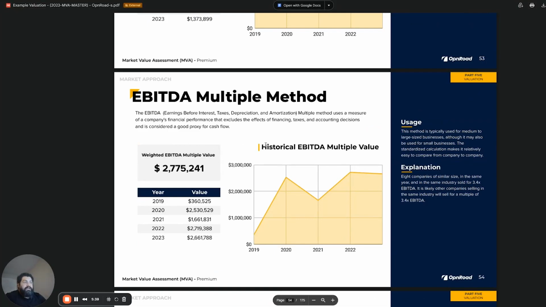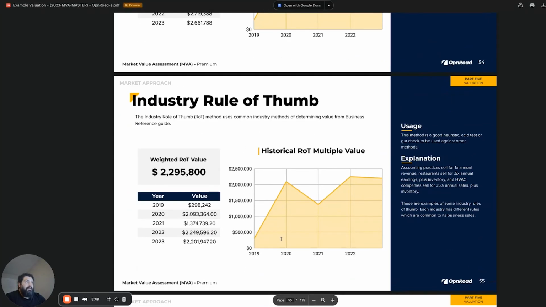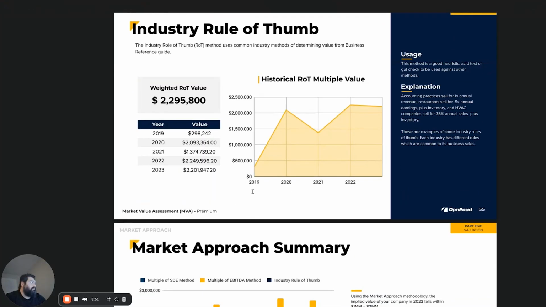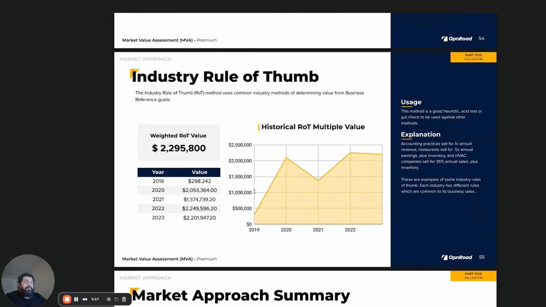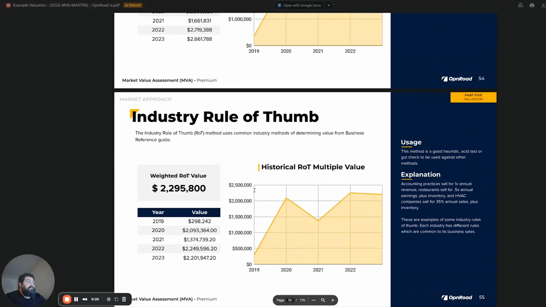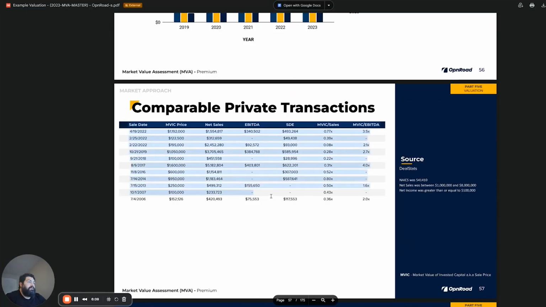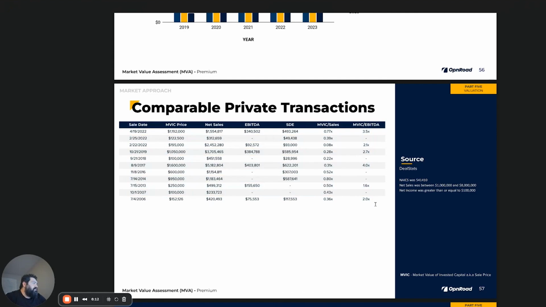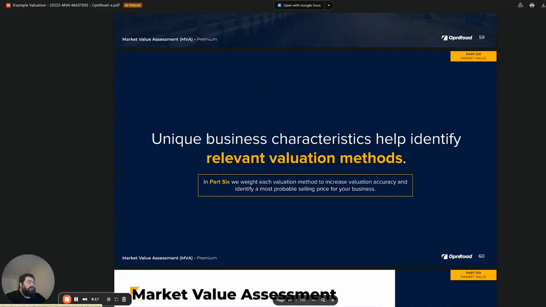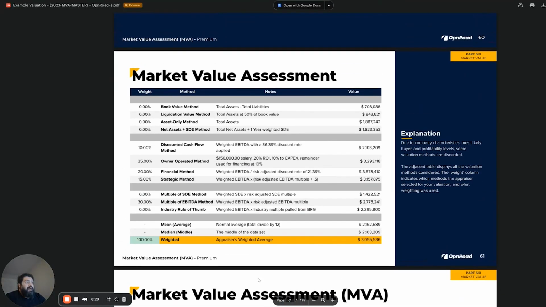Each industry will have different multiples. We pull a bunch of comps, and this is how we calculate the EBITDA multiple. Industry rule of thumb is based on revenue: certain businesses sell for X percent or X multiple of revenue, and that's the theory behind it. And then here are all the comparables we pulled. This one had 12 direct comparables that made sense to compare this business to, and then we weighed it all out.